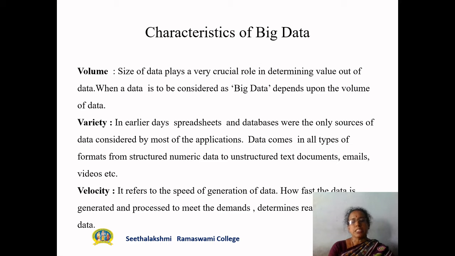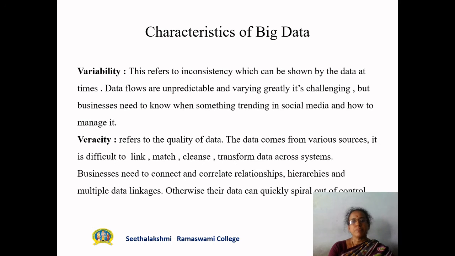Velocity. It refers to the speed of generation of data. How fast the data is generated and processed to meet the demands determines the real potential in the data.